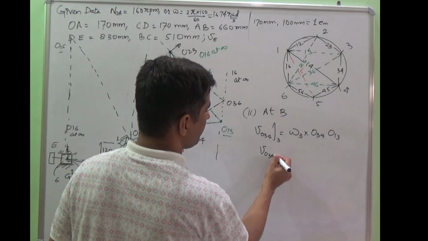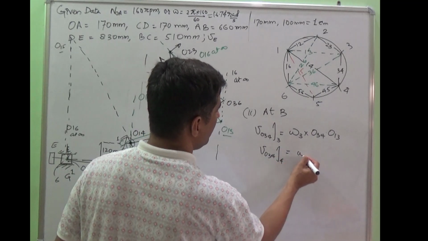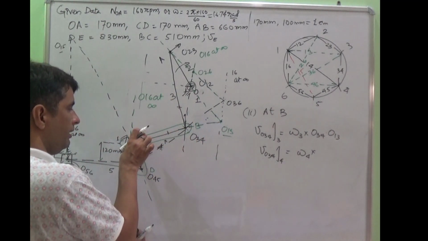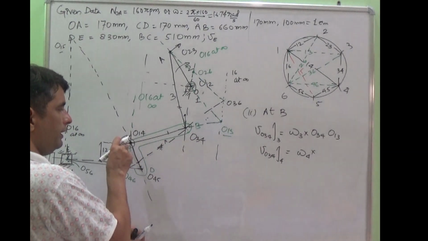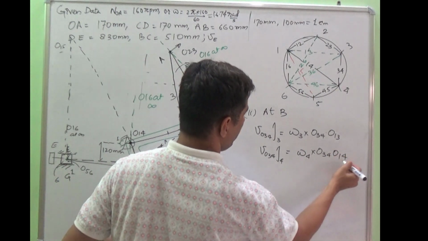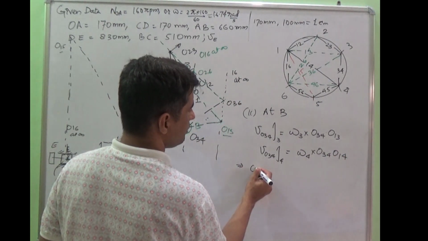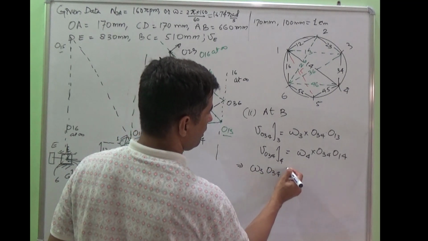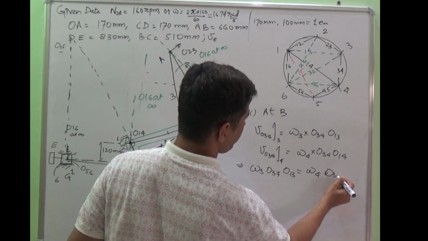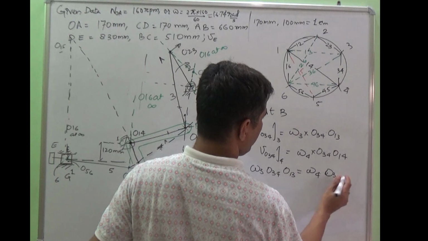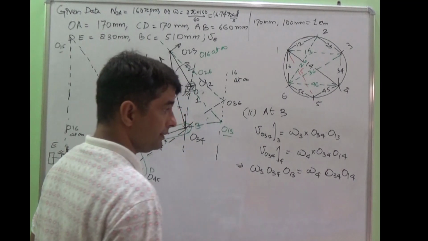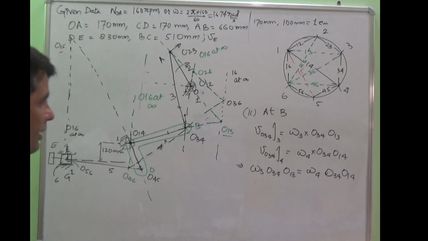Similarly, if I find out velocity of O34 considering it on link 4, it is omega 4 multiplied by this point. O34 is moving with respect to link 4 about this point C or O14. So the distance becomes O34 O14. So now we can equate these two. So omega 3 O34 O13 equals omega 4 O34 O14. Now equate these, and once you measure, you know the distances.